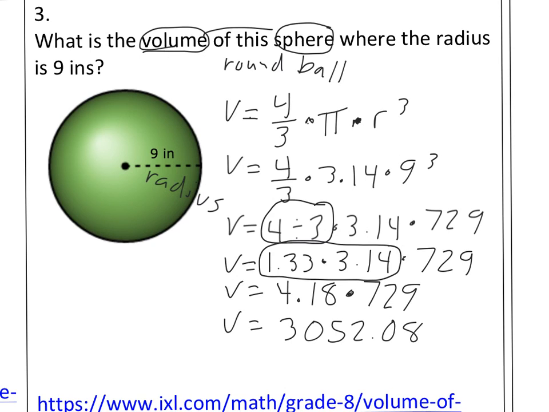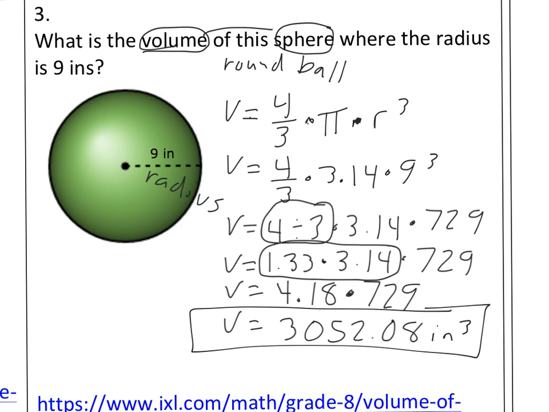3052.08. So again, that's pronounced 3052.08. There's no hundredths place there. And since we are talking about inches, we're going to put inches to the third power. And that takes care of this week's Quizette for spheres.